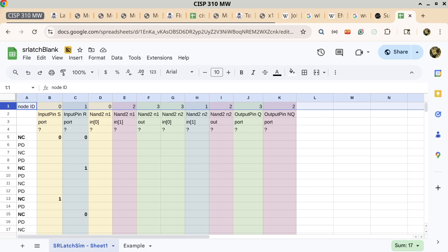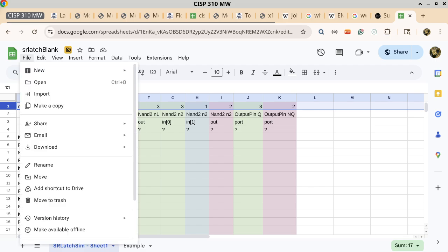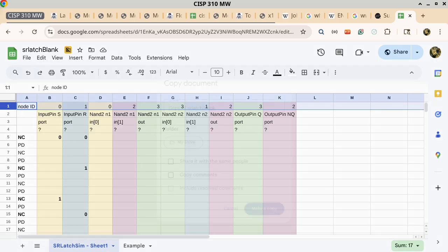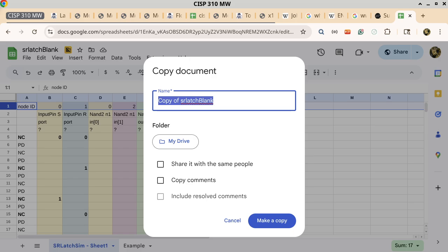So the first thing you need to do is to make a copy of this spreadsheet. Open this, go to File, go to Make a copy. But you have to be careful, because most people just go straight to the button and say make a copy. That is not going to work, because if you just click make a copy, the folder is not changed. So you'll be in a read only folder from your perspective.